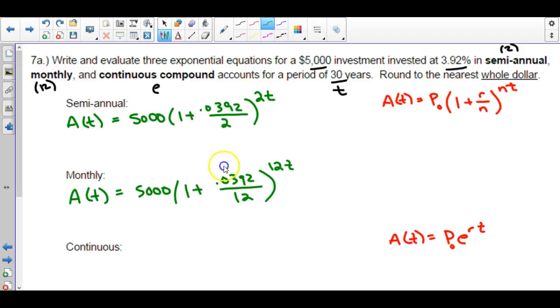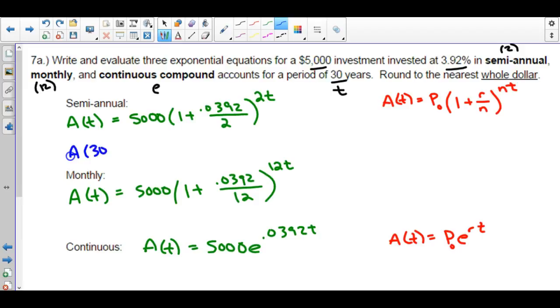So this is compounded every month. That's a really ugly t, so I'm going to rewrite that. And then the last one, the continuous, is going to be A of t equals, you're starting with that 5,000, times e, and the same interest rate, 0.0392 t.